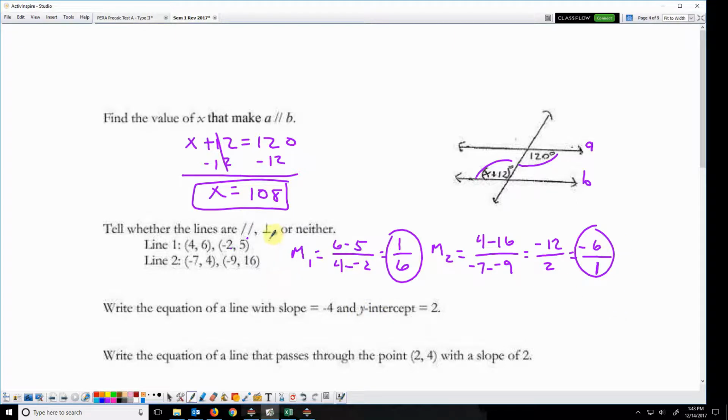I think I may just have said parallel when I pointed there, but because they are opposite reciprocals, the lines are perpendicular. If they were exactly the same slope, they would be parallel, and if they weren't the same or opposite reciprocals, they would be neither.